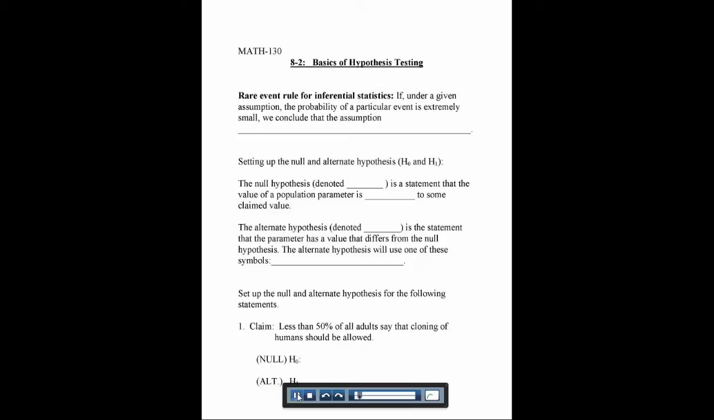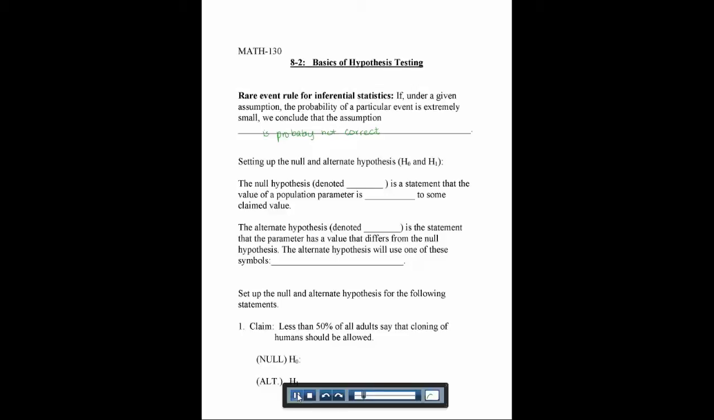So here's something that makes sense, but we should just state. It's called the rare event rule for inferential statistics. If, under a given assumption, the probability of a particular event is extremely small, we conclude that the assumption is probably not correct. So if you make some assumption and then something happens that would be extremely rare to happen, your assumption was probably wrong.